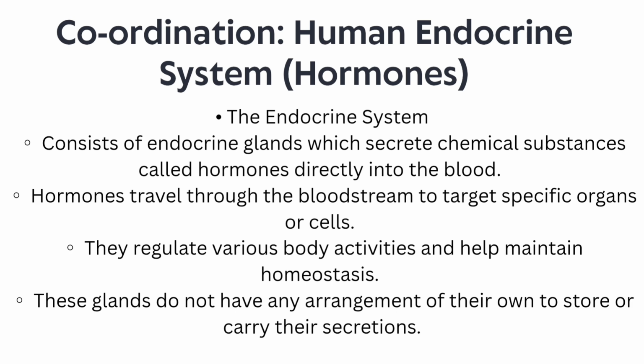The endocrine system controls and coordinates body functions through hormones, chemical messengers secreted directly into the blood. Hormones act slowly but have long-lasting effects. They travel in the bloodstream to target organs and help regulate things like growth, metabolism, and mood. Endocrine glands don't store hormones, they release them as needed to keep the body balanced.